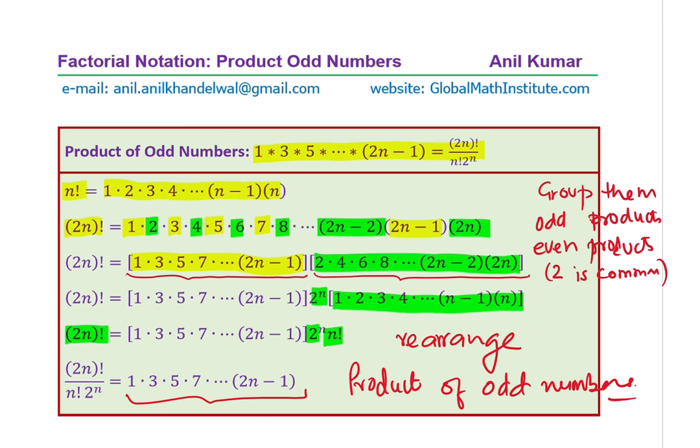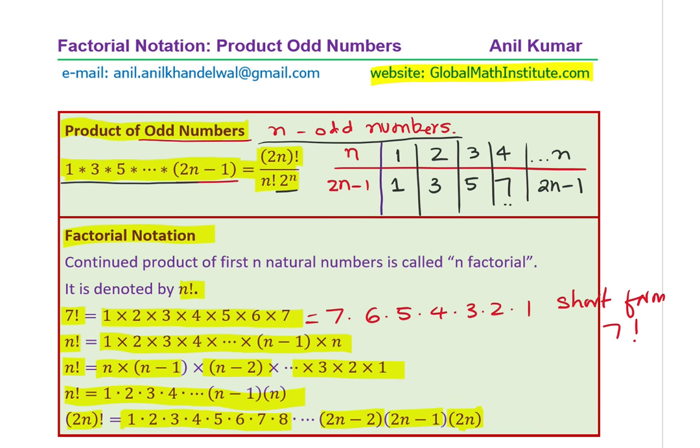If I want to find the product of, let us say, the first 7 odd numbers, right? First 7 odd numbers, just put n as 7 in this formula and calculate and check with your calculator, right? So you could do that. But I hope with this you understand how we derive the formula for the product of odd numbers.